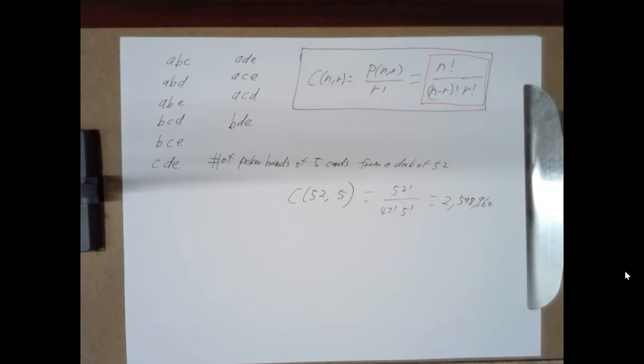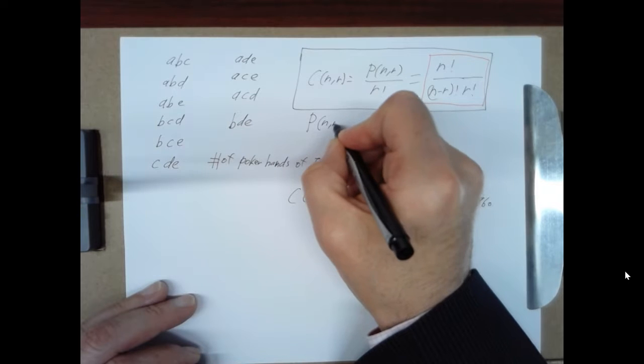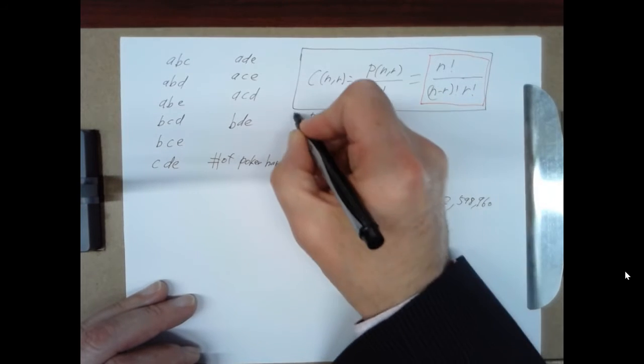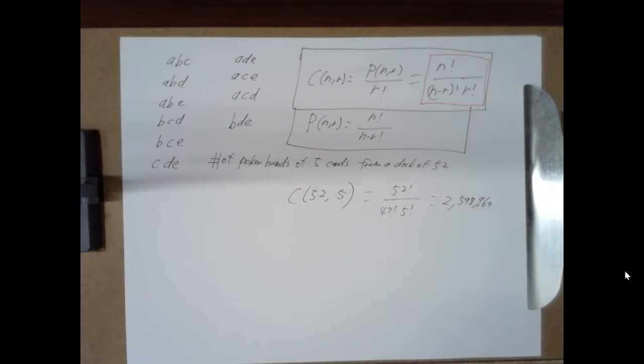All right, got the idea? Permutations, combinations, ordered, unordered. And we have these formulas for each. And they're really just the product rule applied different ways.